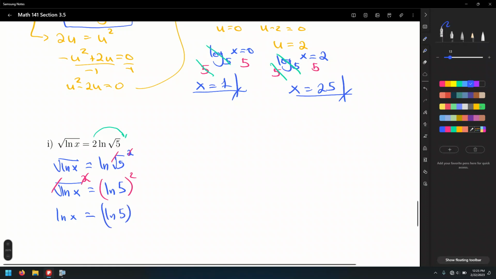And again, as a side note, careful. Ln of 5, quantity squared, equals ln of 5 times itself, ln of 5. However, this is not equal to 2 ln of 5. All right? And how about we do this using the graphing calculator?